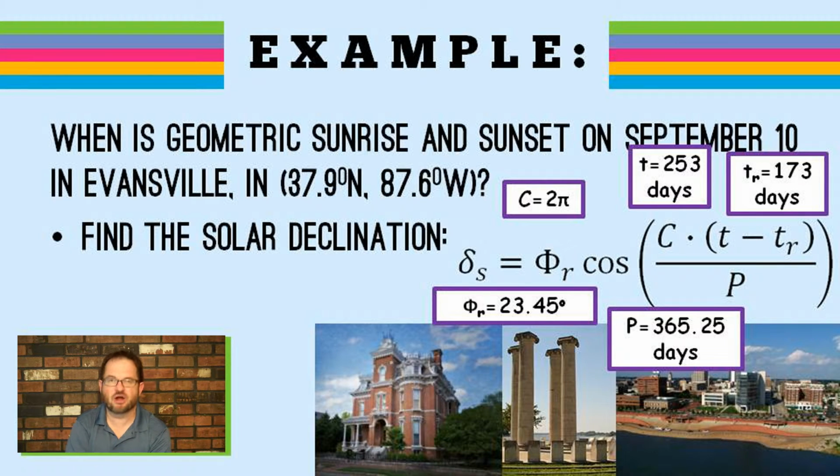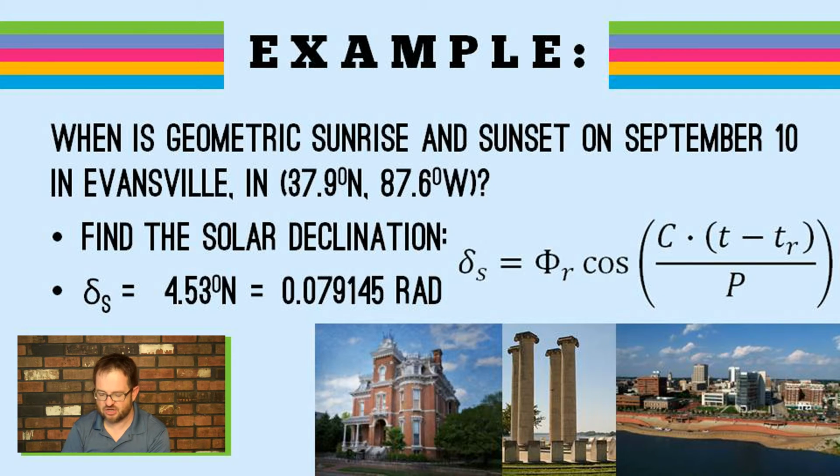If we plug in that T_R is 173 days, that's the Julian date of the June solstice, and T is 256, that's the Julian date of September 10th. C is 2 pi. P is the period of the Earth's orbit, which is 365.25 days. Phi r is the tilt of the Earth's axis, which is 23.5 degrees roughly, 23.45 degrees to be strictly correct. You get that the solar declination on this day is 4.53 degrees north, which there I have converted to radians. Now, when I was doing this, I did not move forward until I knew if that's right. So I wanted to figure out if that is right.